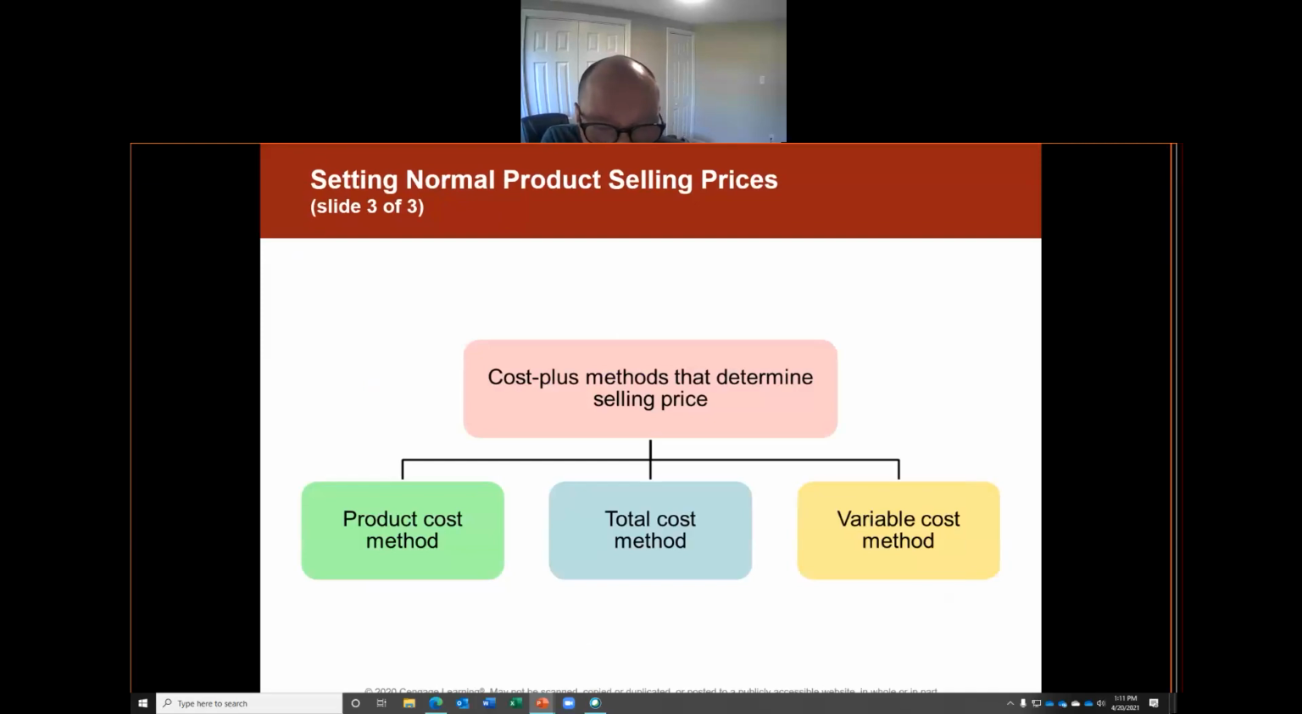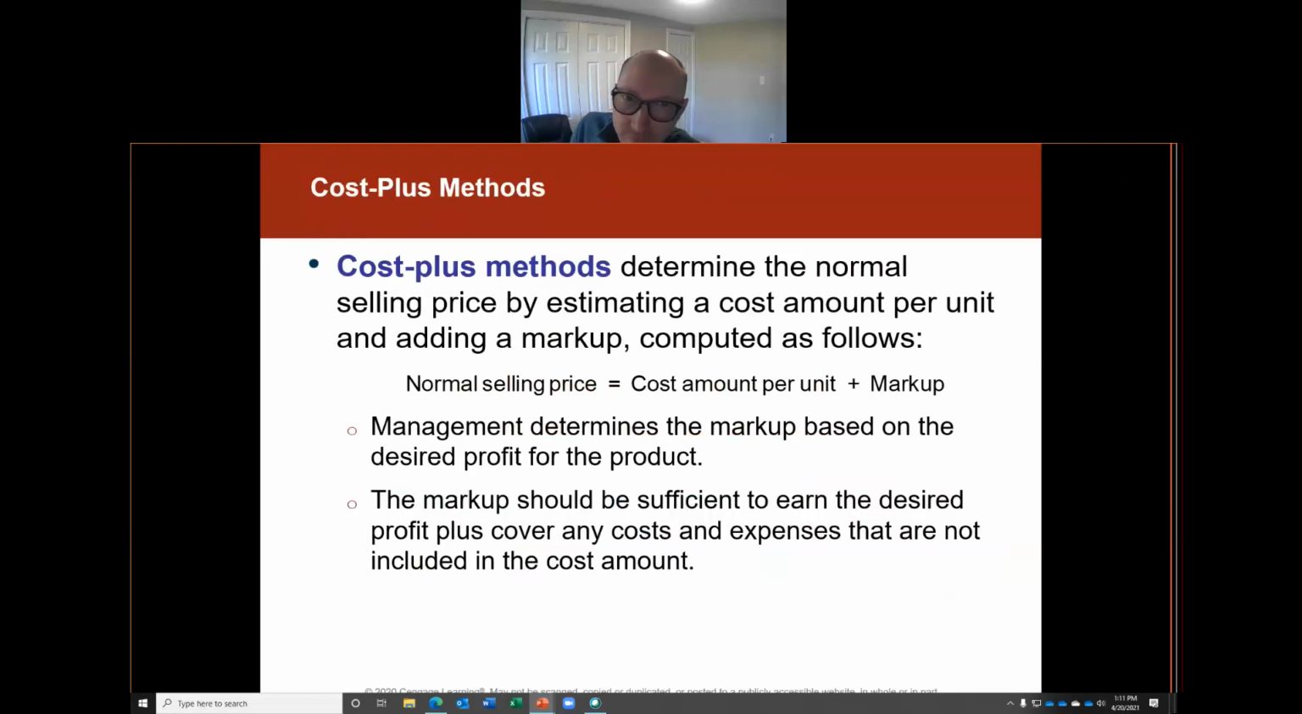Another method we use is called the cost plus method. Cost plus method is determined by taking your product cost, total cost, and variable cost to get the cost plus method. It's very simple. We take the total cost per unit, and we add in our own markup.